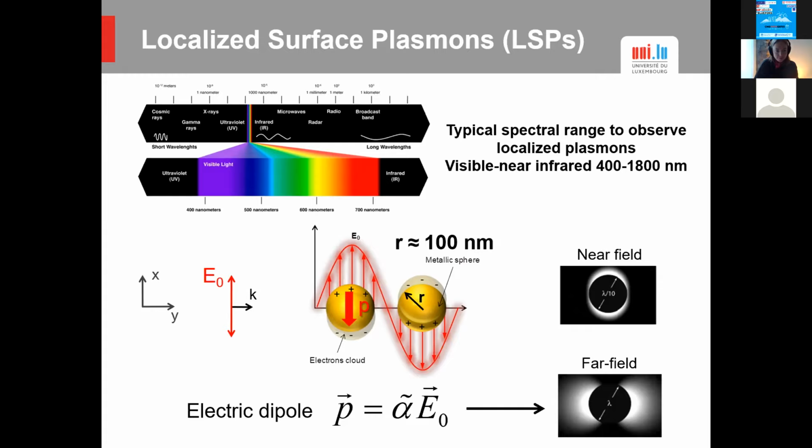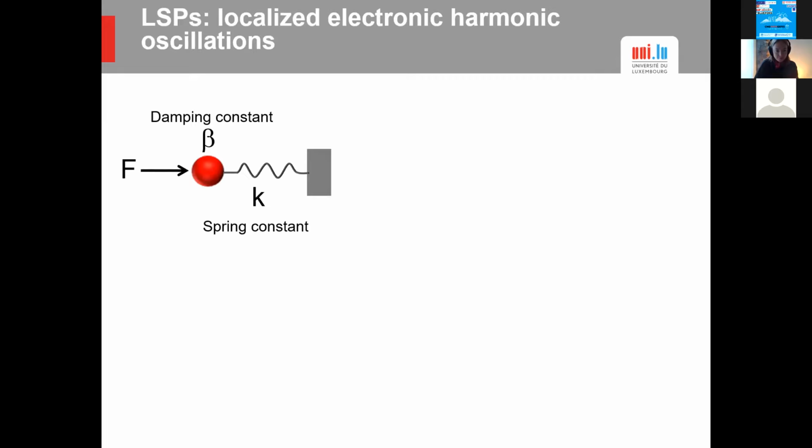So it's very easy to describe this type of phenomenon also using the physics one course in the university. So you can see the external electromagnetic field as a driving force, and the electronic mass is driven by this force.